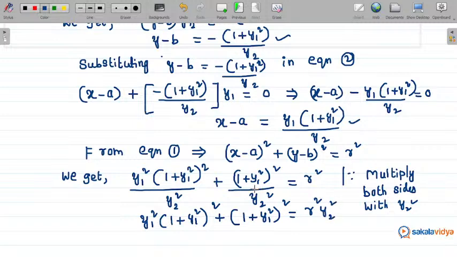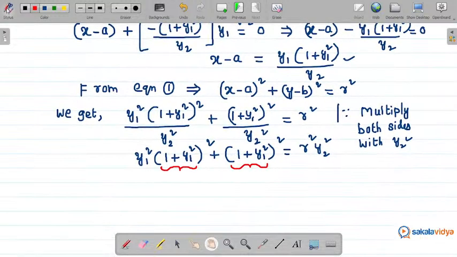So just observe the left hand side. What do you observe? Actually here we have 1 plus y1 square whole square, which is the common term in both terms, so that we can take out the common term.